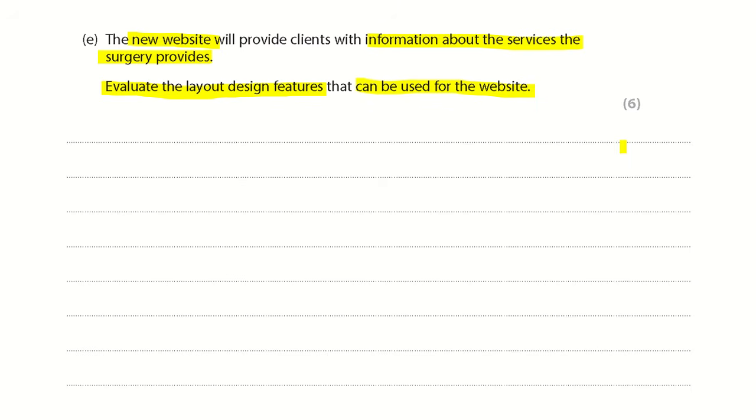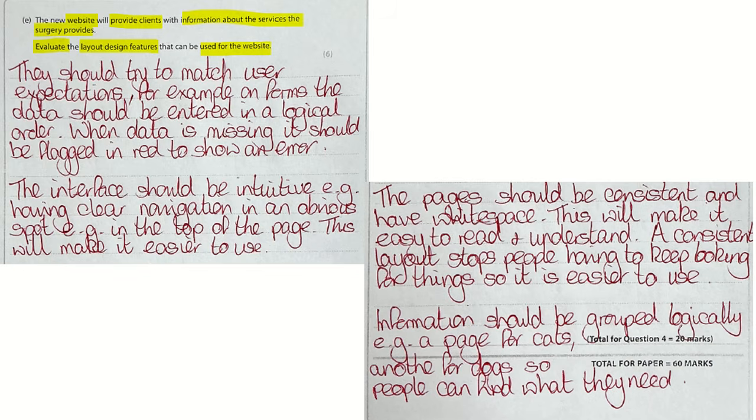So this wants us to think about strengths or weaknesses, advantages and disadvantages, thinking about designing the website. So looking for 6 marks, it wants you to write an essay. So here's what I've gone for.